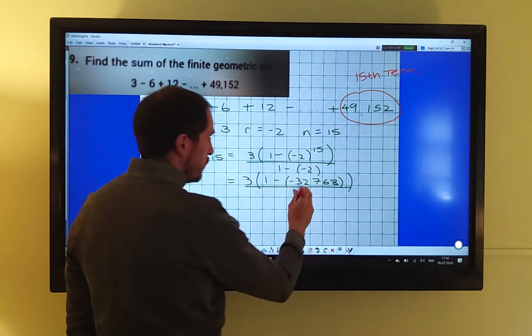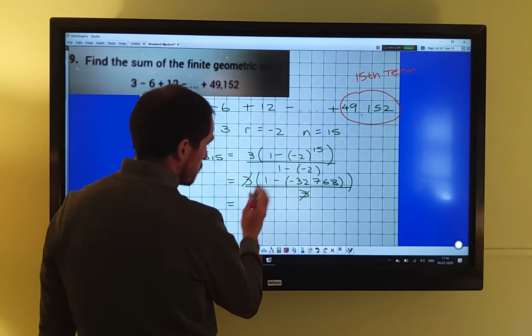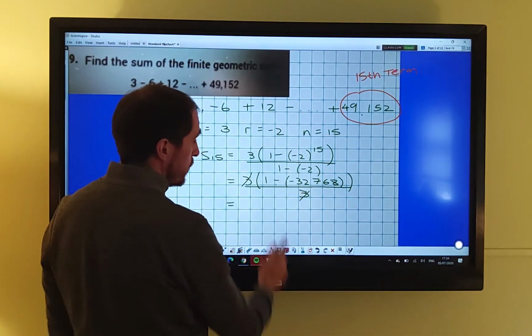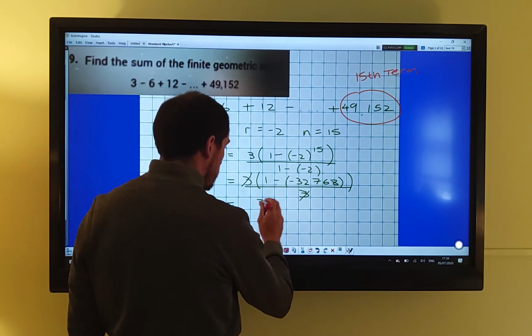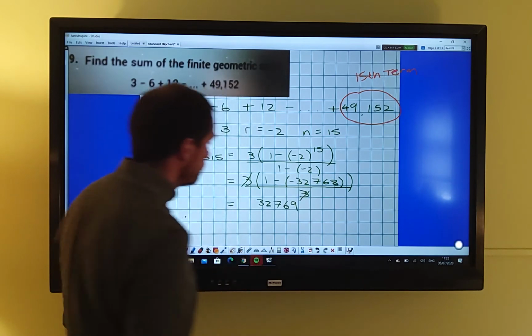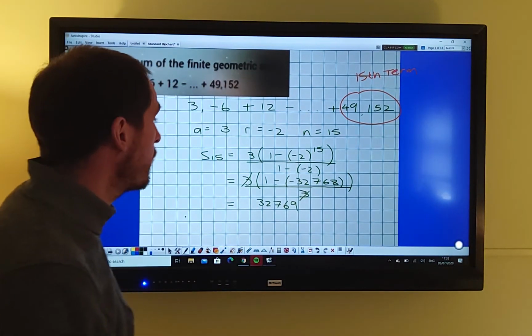1 minus minus 2 is 3. So that cancels with that. So it's going to be 1 plus 32,768, because minus and a minus. So your answer there becomes 32,769. And that's the answer to that there. So if you added all them terms up, that's what you get.